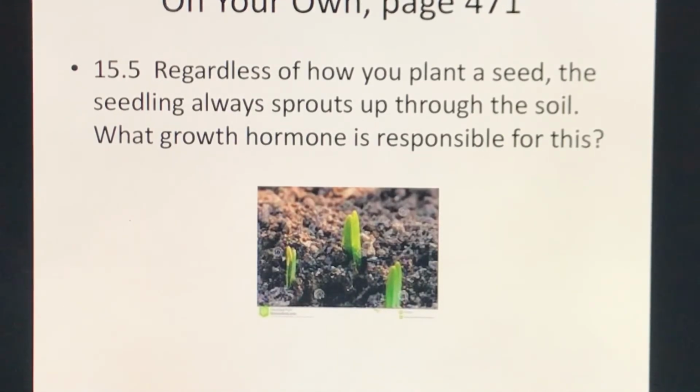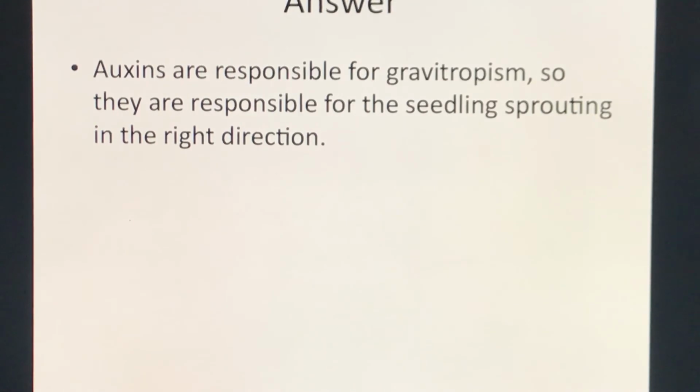All right, let's look at On Your Own, 15.5. Regardless of how you plant a seed, the seedling always sprouts up through the soil. What growth hormone is responsible for this? So the answer here is auxins. They are responsible for the gravitropism, the fact that the seedling doesn't grow farther down into the soil, but it would grow up so it can emerge from the soil. They are responsible for the seedling sprouting in the right direction.